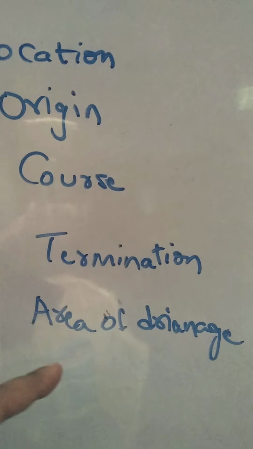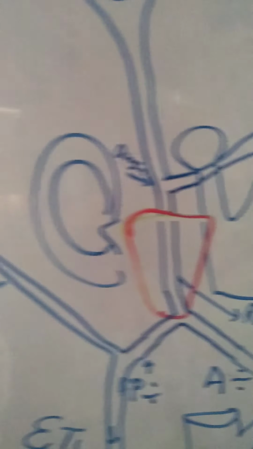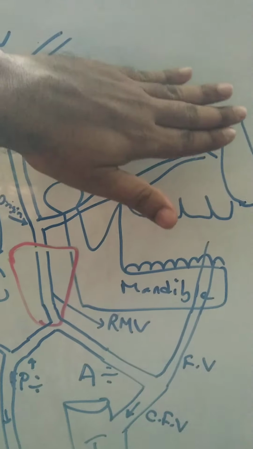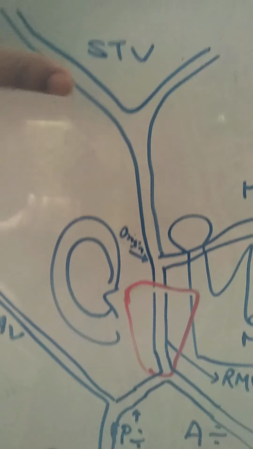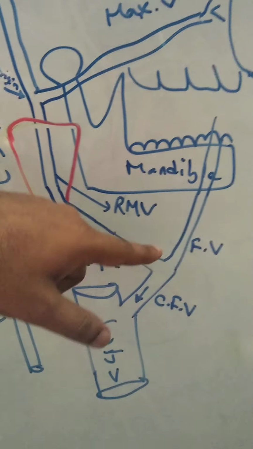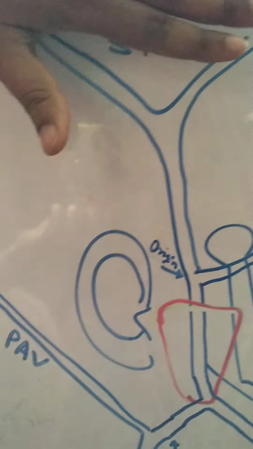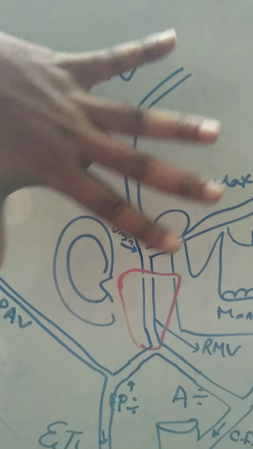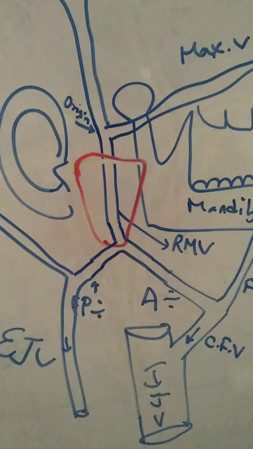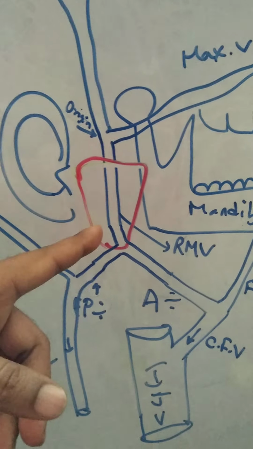Come to the next subdivision, area of drainage. As you can clearly see, the area of drainage is from the maxilla, the temporal area and the scalp. Here also posterior from the scalp, from the face. From the face it actually goes with the anterior division, mainly from the maxilla, scalp, temporal region, in and around the auricle. That is the area of drainage of retromandibular vein.